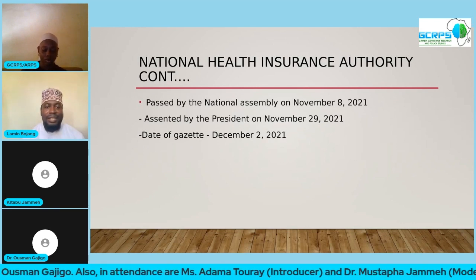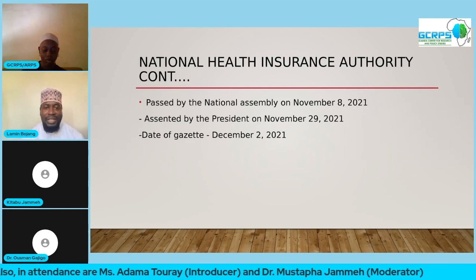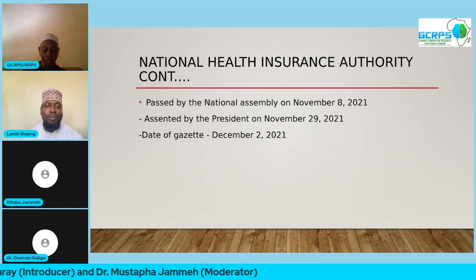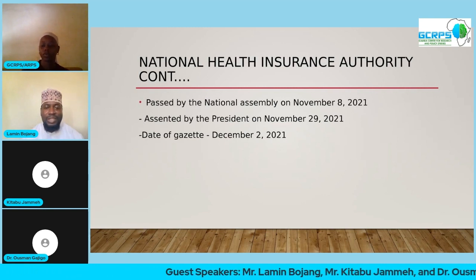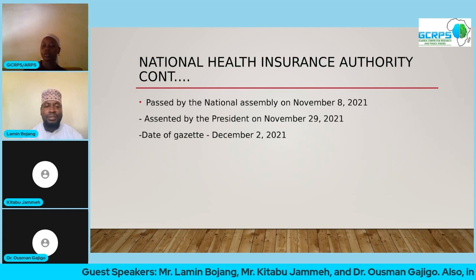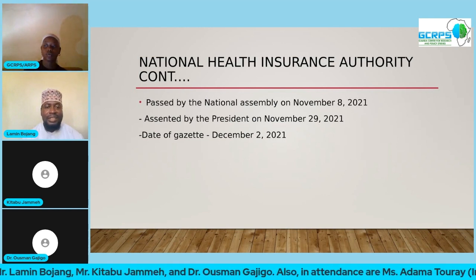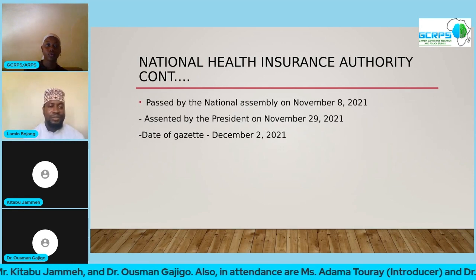The act, that is the National Health Insurance Authority Act, we are continuing on that, was passed by the National Assembly on the 8th of November 2021. It was assented to by the President on November 29th, and then gazetted on December 2nd.